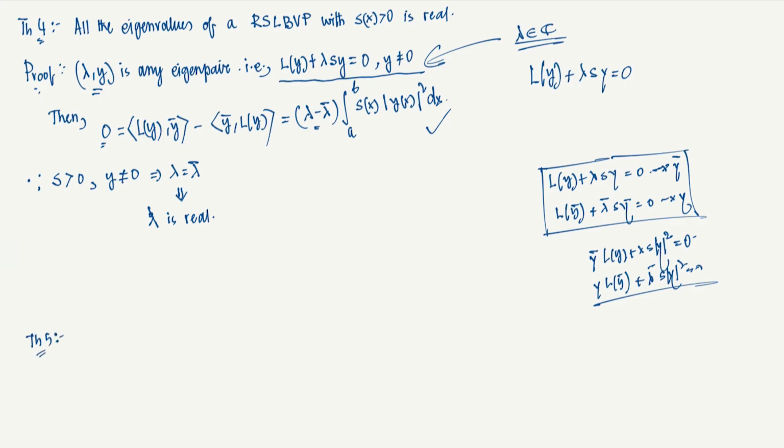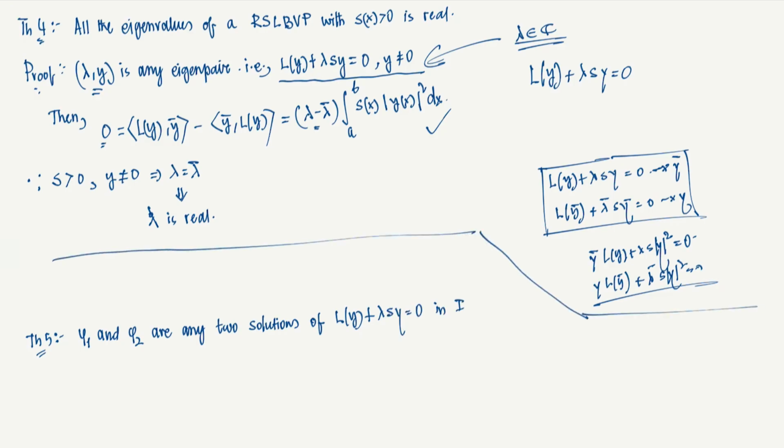The next theorem is this. Let's say that phi1 and phi2, two eigenfunctions, are any two solutions of Ly plus lambda Sy equals 0 in I, any two solutions. So maybe I can put it this way. This is different. Clear? Okay.